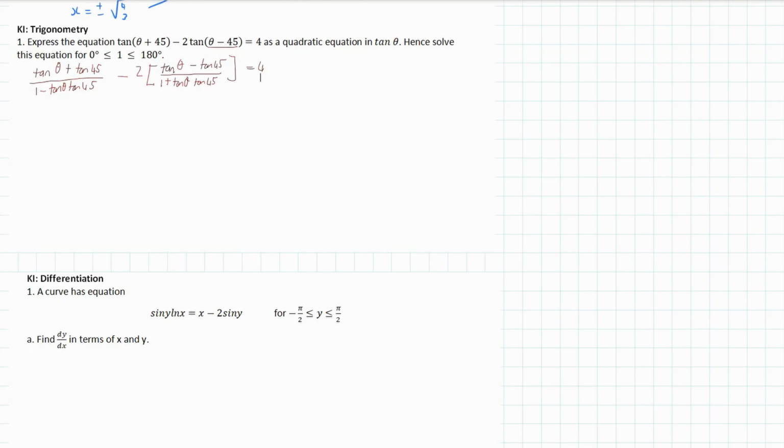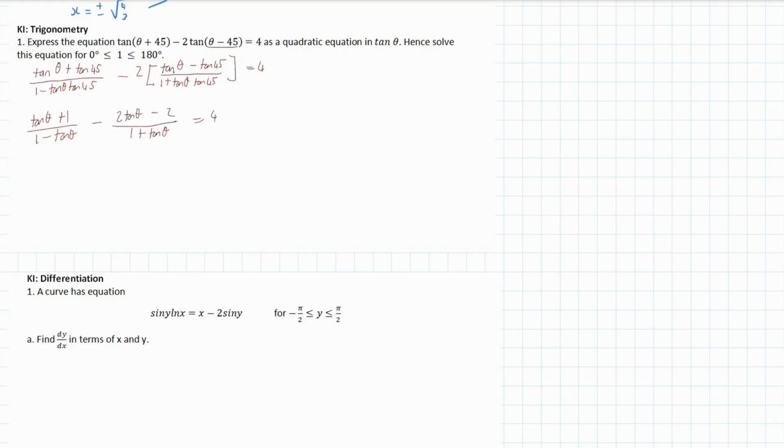Now, what I'm going to do at this point is get rid of my tan 45s, because I know that tan 45 is 1. So my next line is going to be tan theta plus 1 all over 1 minus tan theta. Then I'm going to expand the bracket, so I'll get minus 2 tan theta minus 2 all over 1 plus tan theta equals 4. Alright, I'm going to cross multiply so that I can get one denominator.